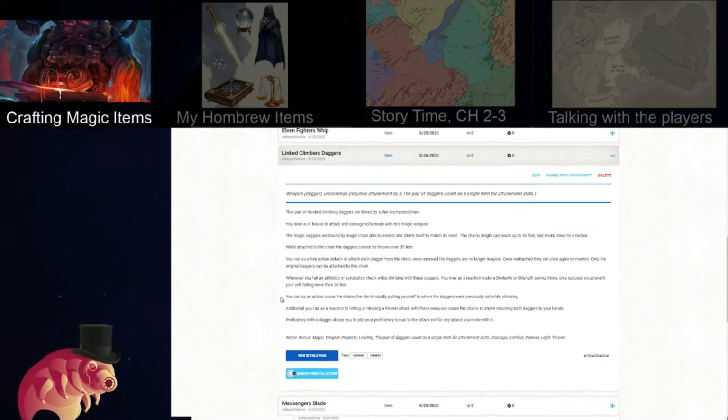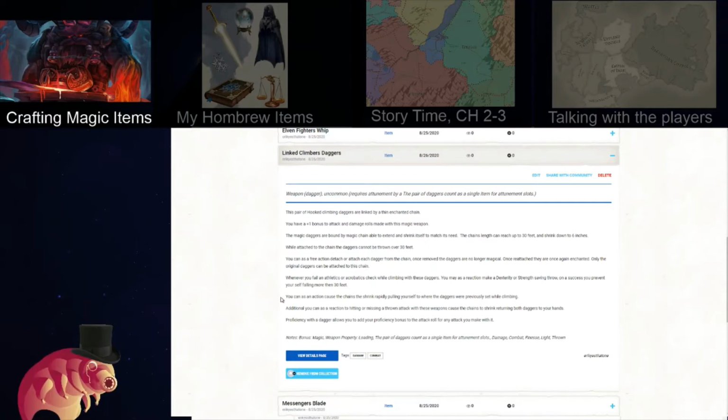This pair of hooked climbing daggers are linked by a thin enchanted chain. You have a +1 bonus to attack and damage rolls made with this magic weapon. The magic daggers are bound by a magic chain able to extend and shrink itself to match its needs. The chain length can reach up to 30 feet and shrinks down to 6 inches.